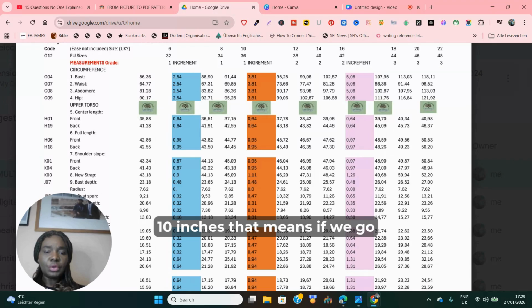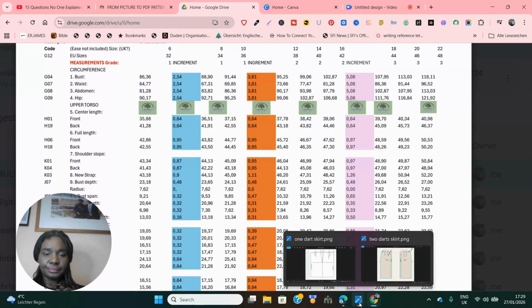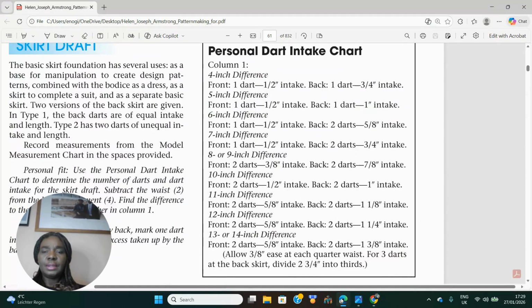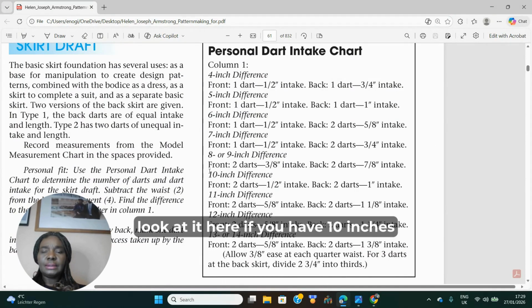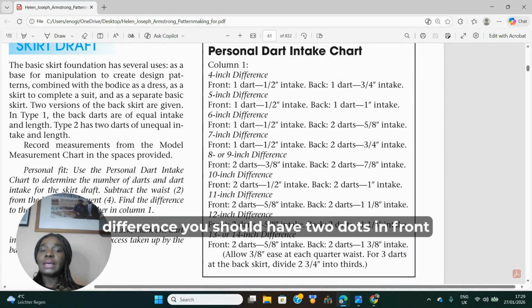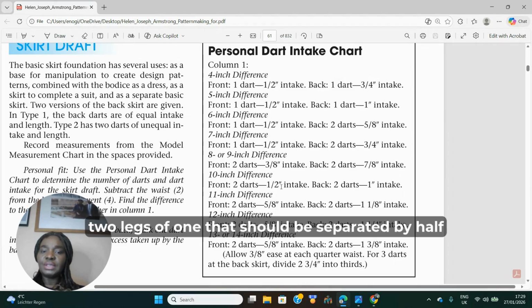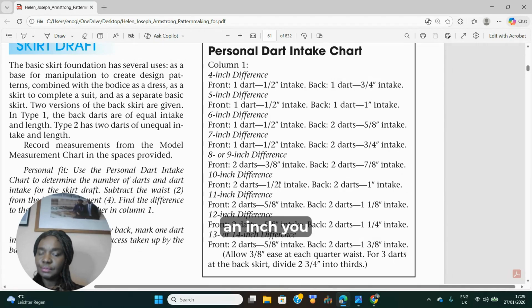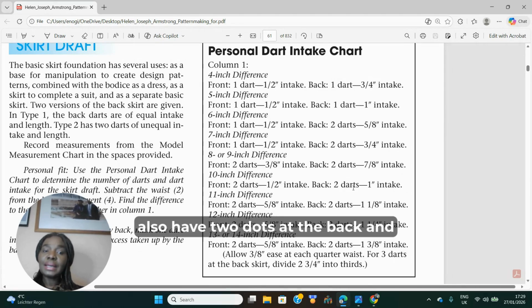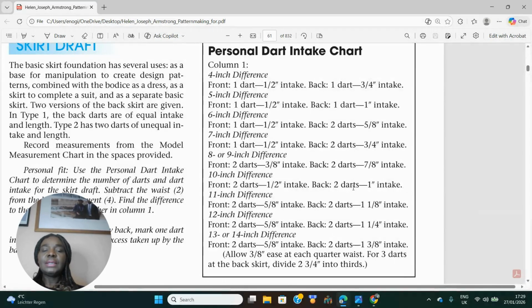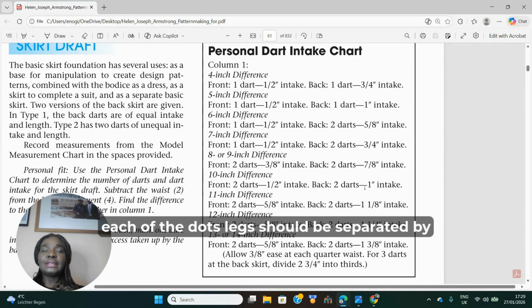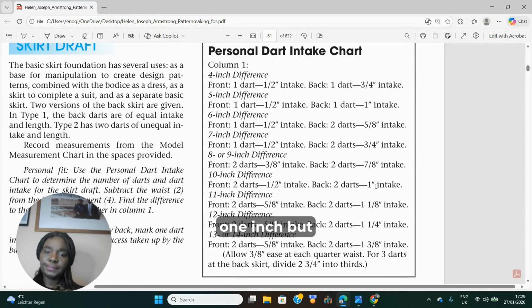That means if we go back to that chart, look at it here. If you have 10 inches difference, you should have two darts in front, and each of the two legs of one dart should be separated by half an inch. You should also have two darts at the back, and each of the dart's legs should be separated by 1 inch.